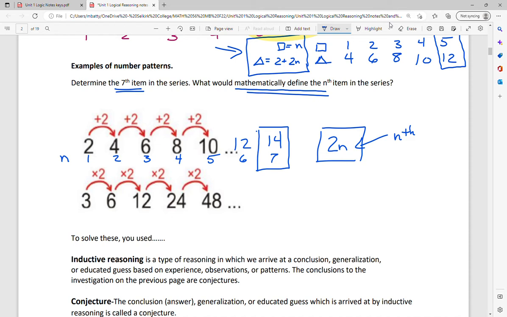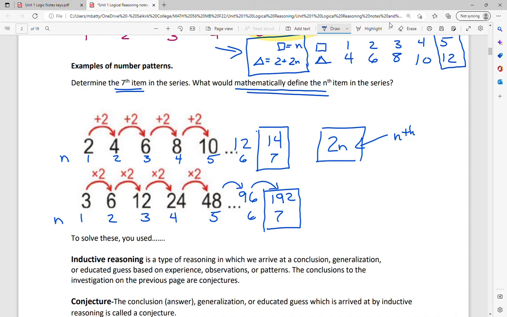The next one's a little bit harder. So we've got the numbers in the series, right? Again, we're trying to figure out the seventh item. So we can take a look. Each one is being multiplied by 2. So we'd have 96, and then we'd have 192, right? Multiplying by 2 each time. So I've gone and determined the seventh item in this series.